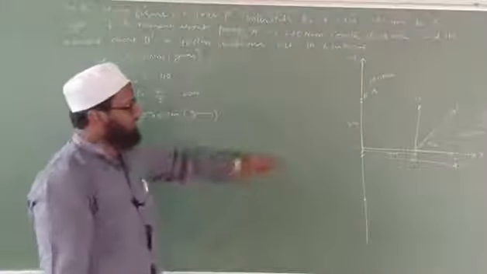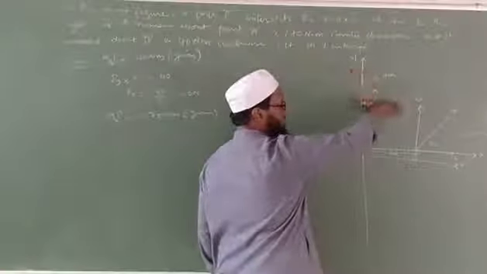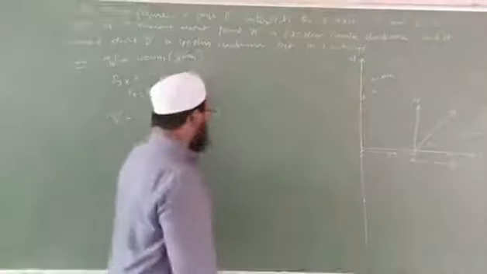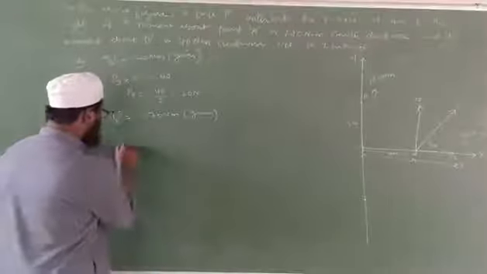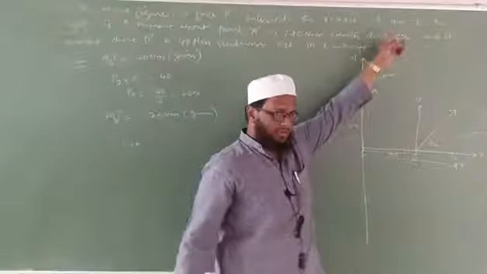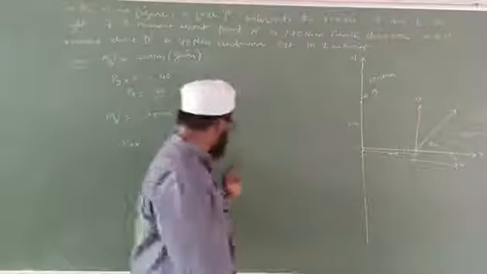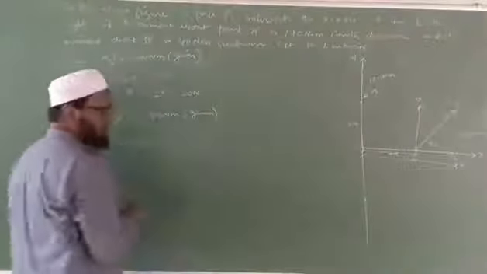So what happens here? See the force Py. Py is going in anti-clockwise direction. So minus Py, force is going like this. What is the perpendicular distance till point A? 4 meters. Py into 4.